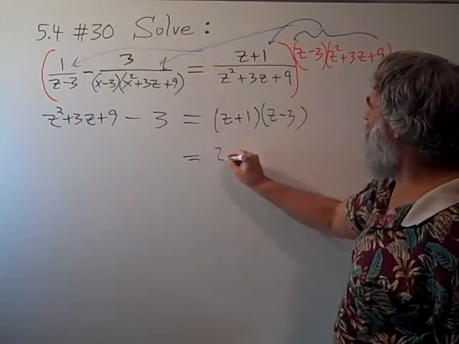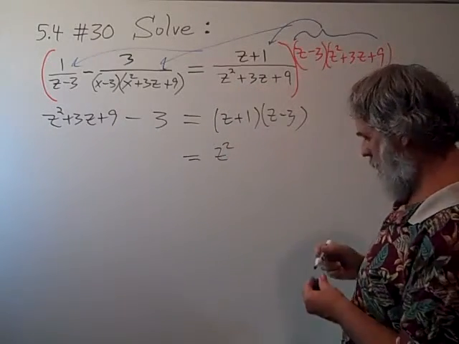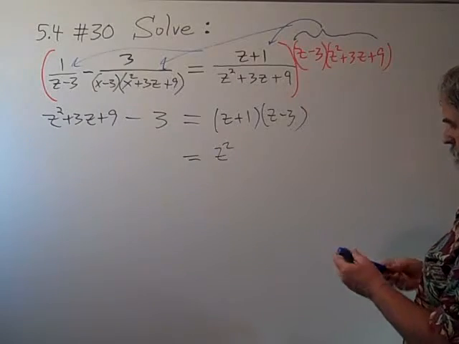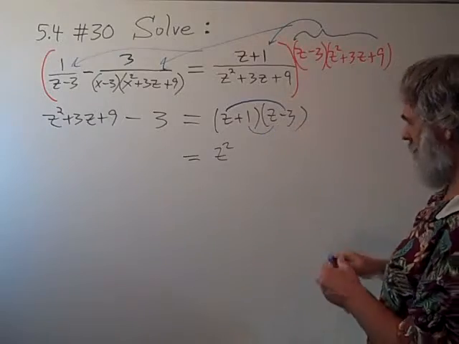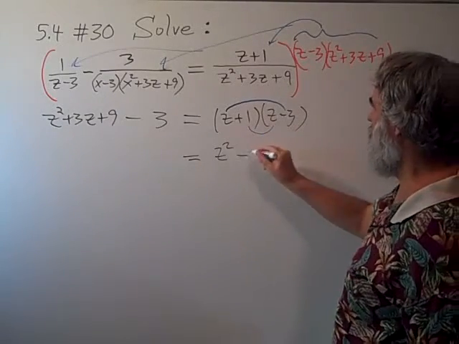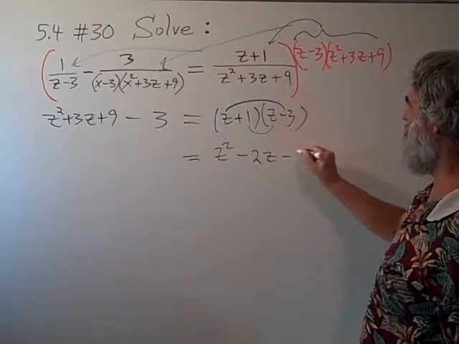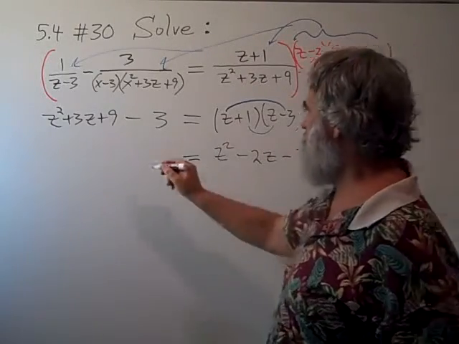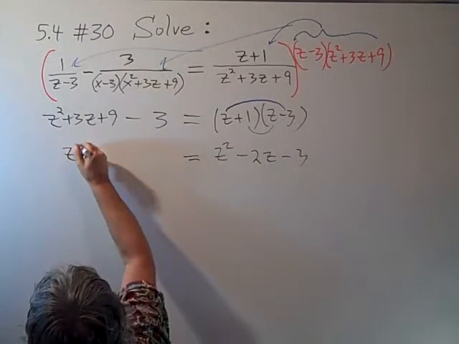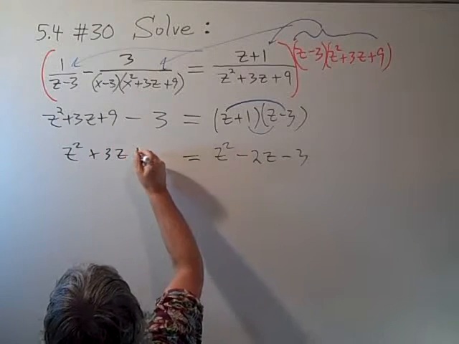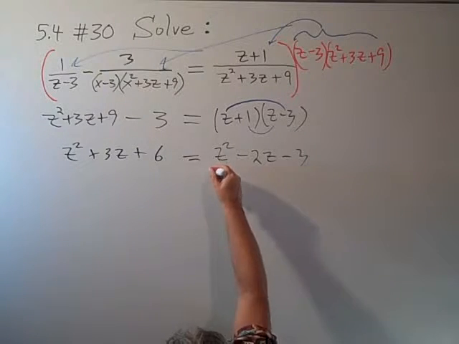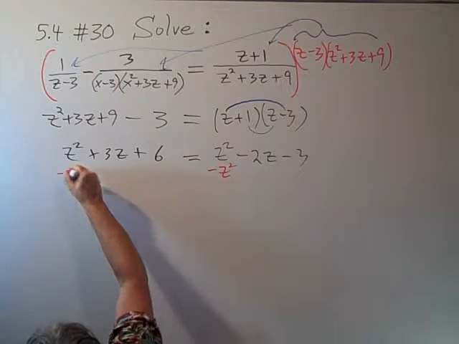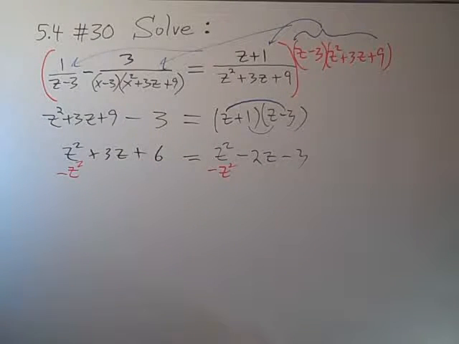And this equals z squared. Then you have minus 3z plus 1z for the middle terms. Negative 3z plus 1z is negative 2z. And 1 times negative 3 is negative 3. On the left side we have z squared plus 3z plus 6, adding 9 minus 3. Now we can get rid of the quadratic factor by simply subtracting z squared from each side of the equation.